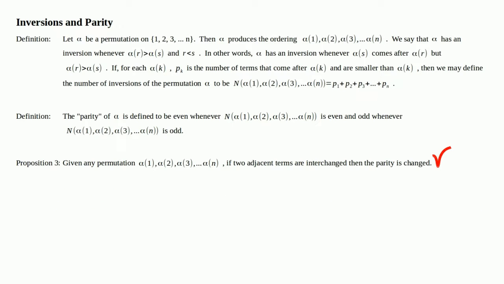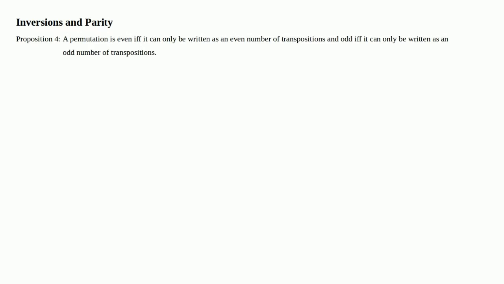And I know this one was easy and short, but next time we'll prove Proposition 4, which states that a permutation is even if and only if it can be written as an even number of transpositions, and odd if and only if it can be written as an odd number of transpositions.